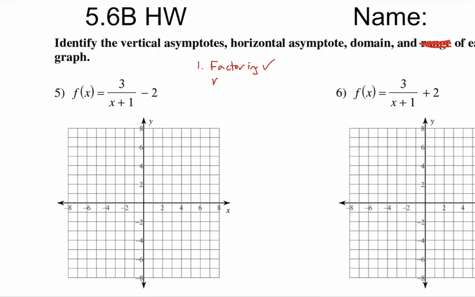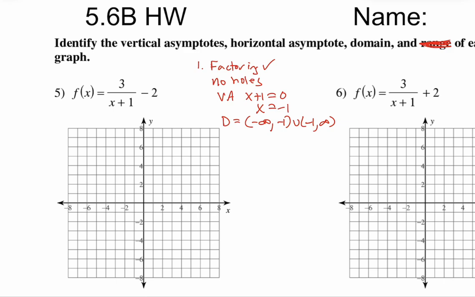There are no holes. There's a vertical asymptote where the bottom equals 0, so at -1. So now we're ready to do our domain, which goes from -infinity, skips that asymptote, and keeps going. Okay, so kind of do all of those first 4 steps in one.